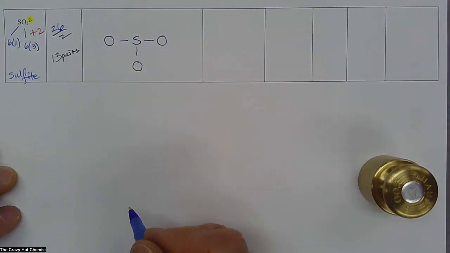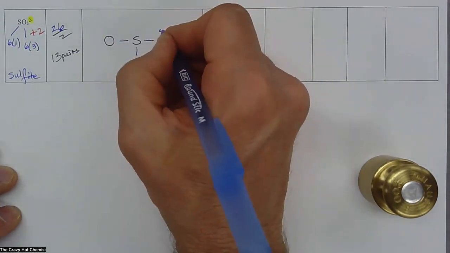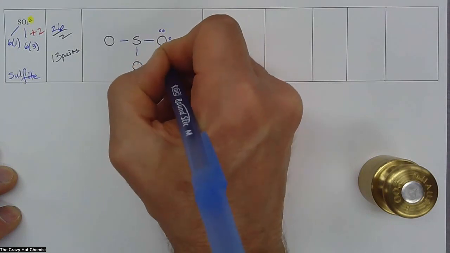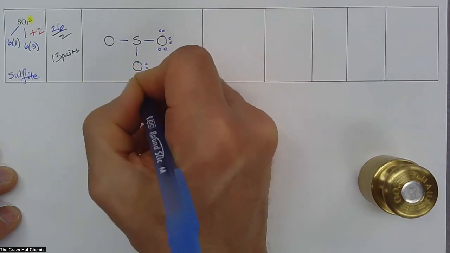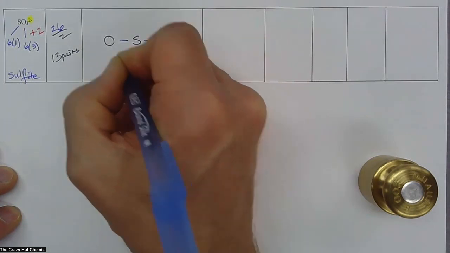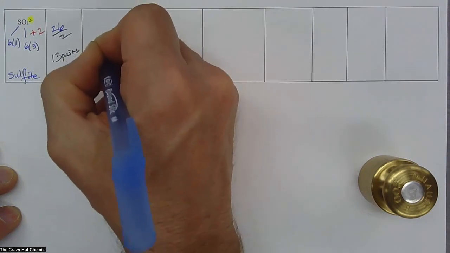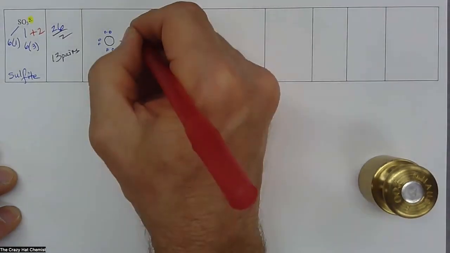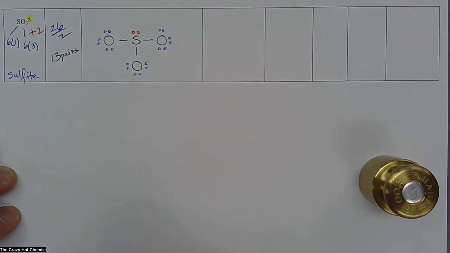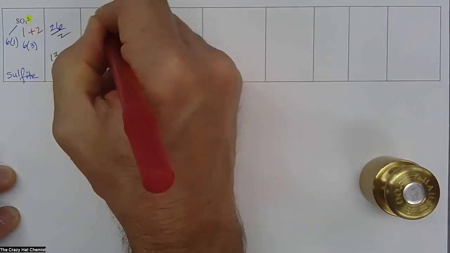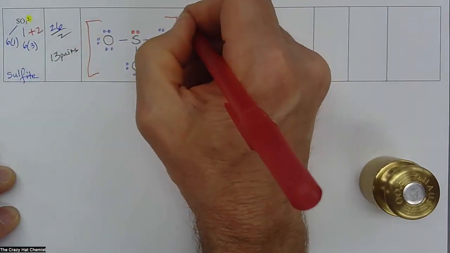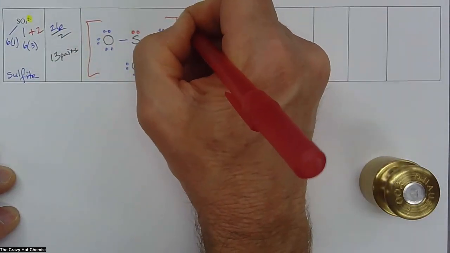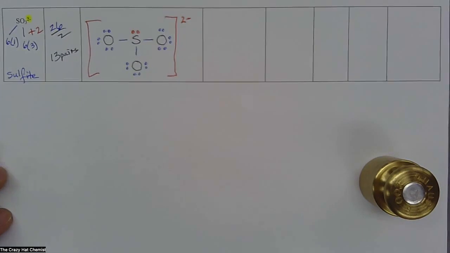And then lone pairs, so that's 3, 4, 5, 6, 7, 8, 9, 10, 11, 12, and then 13 is on the central atom like that. There are brackets around that. That is most certainly important. And the 2- charge right there like that, all right?